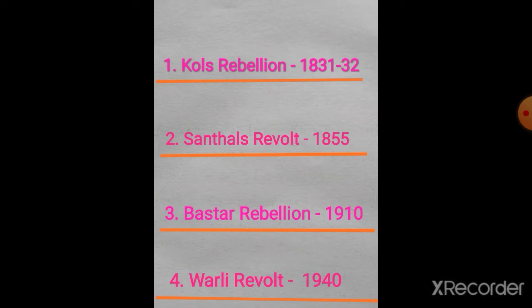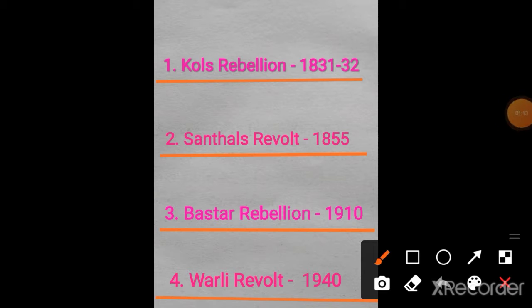All right, so first comes Kol's Rebellion. Okay, this Kol's Rebellion was going on in 1831 to 1832. Remember, I have made this chart for your convenience so that you could remember this, and they are important. Kol's Rebellion, 1831 to 1832. Santhal's Revolt. We know where the Santhals were. Santhals used to live in Orissa, Jharkhand, these places. Santhal's Revolt in 1855. Then Bastar Rebellion.